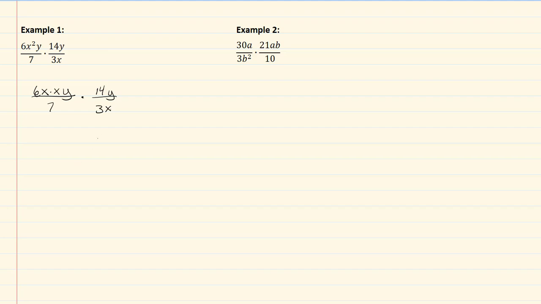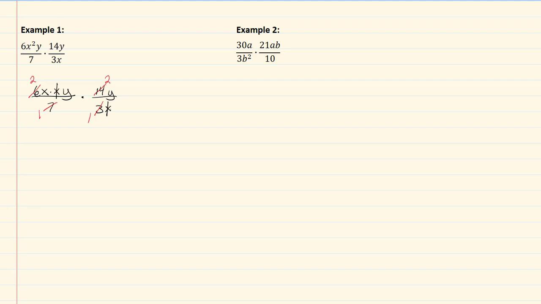So the first thing I noticed is that I have a common factor of x, so I can cross off one of those. And I do have a common factor of 3, so 6 divided by 3 is going to give me 2, and 3 divided by 3 would give me 1. And then I have a common factor of 7 and 14. So 7 divided by 7 is 1. 14 divided by 7 is 2. I don't see anything else.